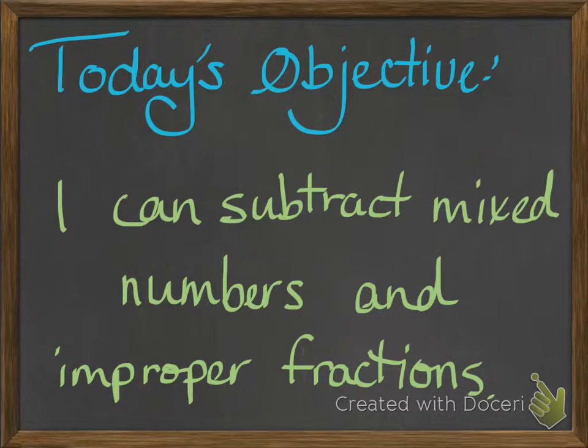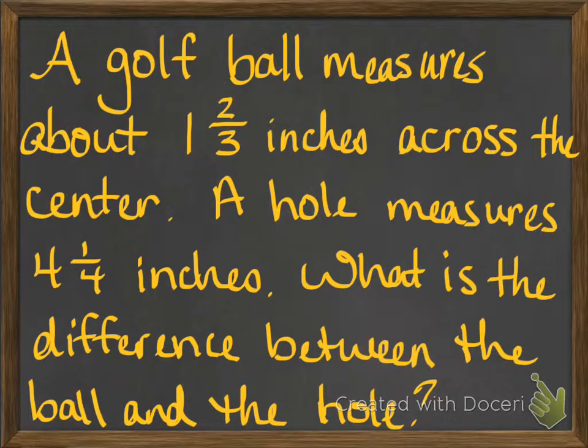Today's objective is I can subtract mixed numbers and improper fractions. Here's our first problem. A golf ball measures about 1 2/3 inches across the center. A hole measures 4 1/4 inches. What is the difference between the ball and the hole?